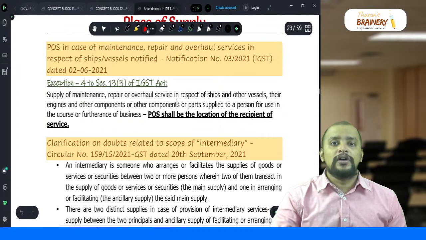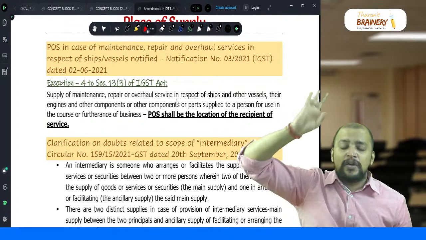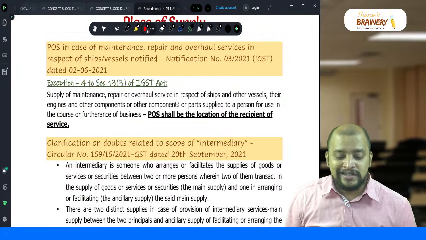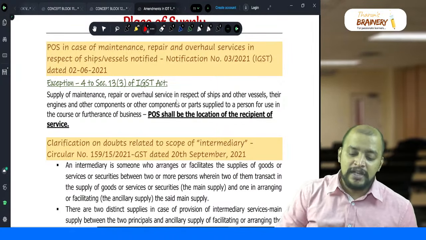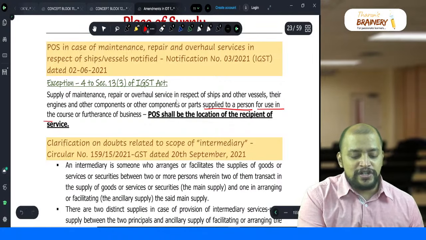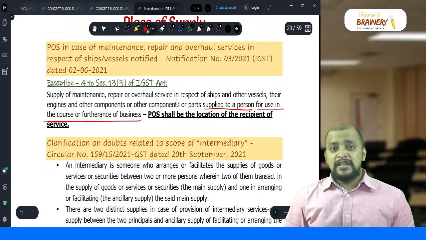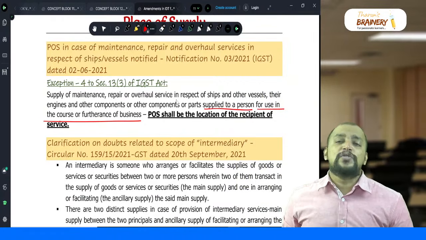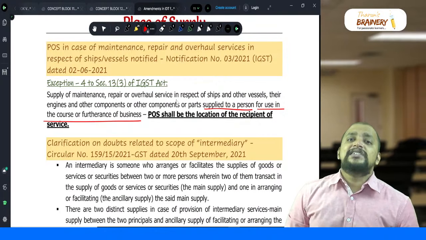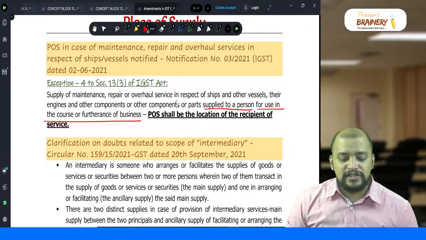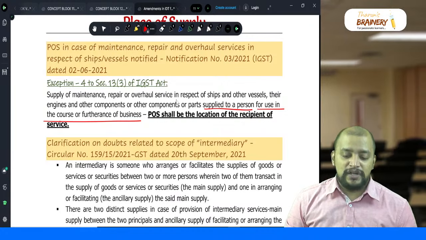Okay, MRO: maintenance, repair, overall service. In respect of ships and other vessels, their engines and components or parts thereof, supplied to a person for use in the course or furtherance of business means what? So that person is using that vessel or ship in the course or furtherance of business. It is not his personal vessel. Then the place of supply will be the location of the recipient of service.